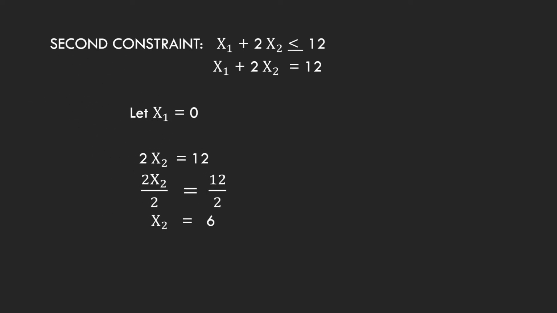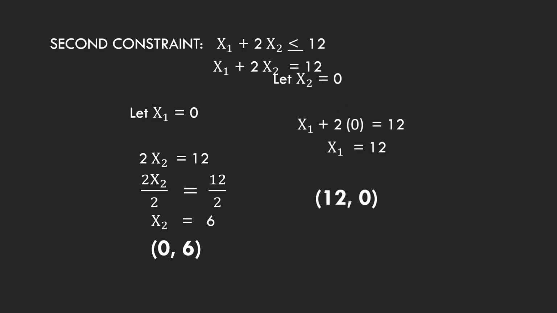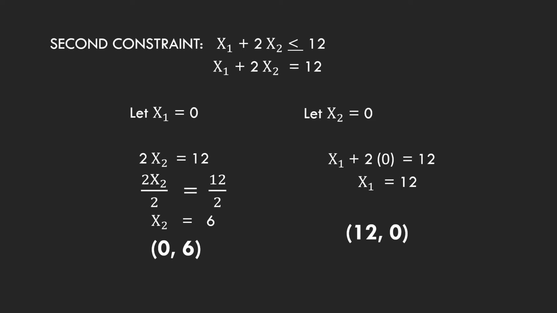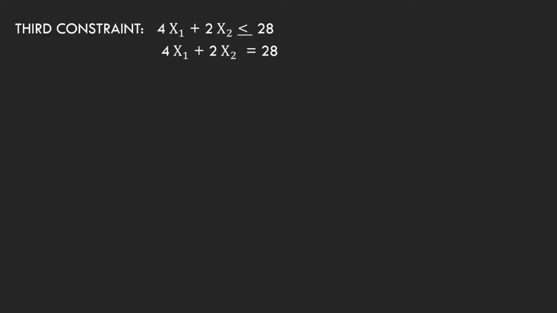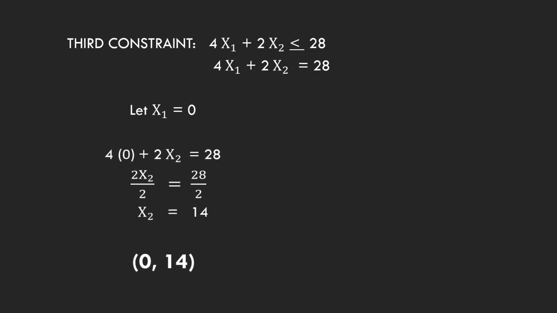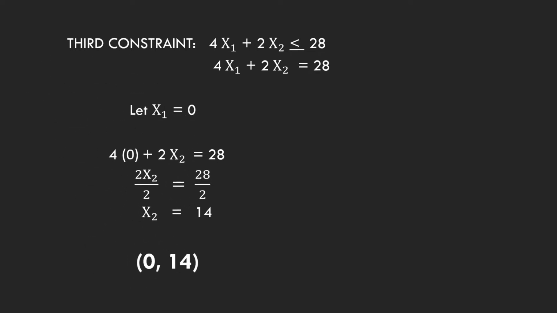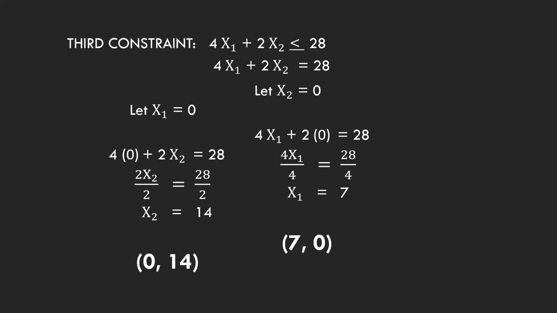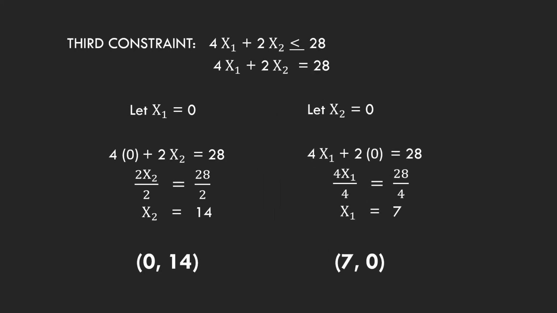So one point on the line is (0, 6). To find the second point, let x2 equal 0 and solve for x1. For the third constraint, 4x1 plus 2x2 is equal to 28. Let x1 equal 0 and solve for x2. So one point on the line is (0, 14). To find the second point, let x2 equal 0 and solve for x1.